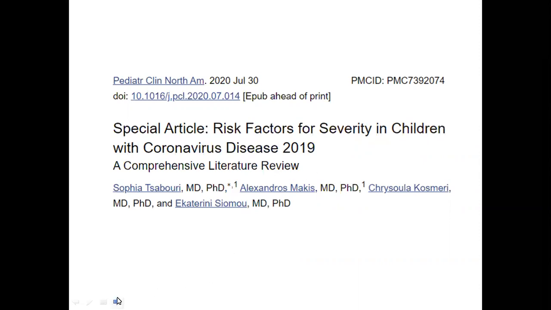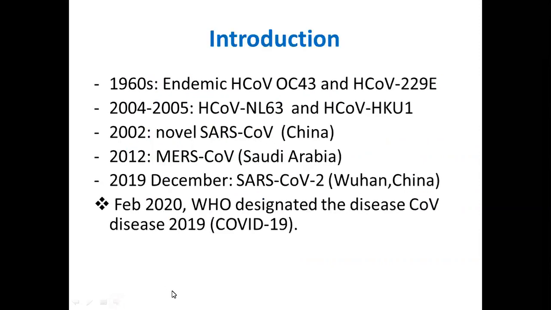For the introduction, until recently, 6 different coronaviruses have been identified in humans. Endemic HCoV-OC43 and HCoV-229E were described in the 1960s, while in 2004 and 2005, HCoV-NL63 and HCoV-HKU1 were identified. The first serious coronavirus disease outbreak occurred in China in 2002 when the novel SARS-CoV emerged, which was thought to have been transmitted by civet cats or bats to humans. Then in 2012, the second novel coronavirus emerged in Saudi Arabia, the MERS-CoV, which is transmitted from camels to humans.